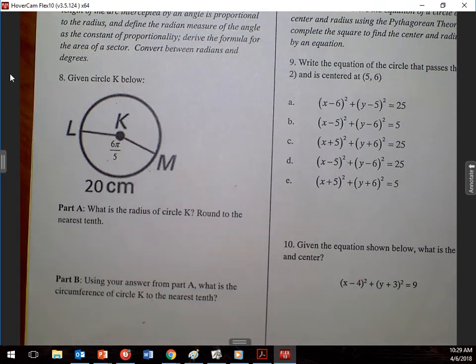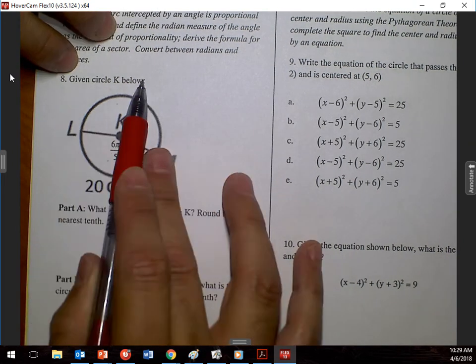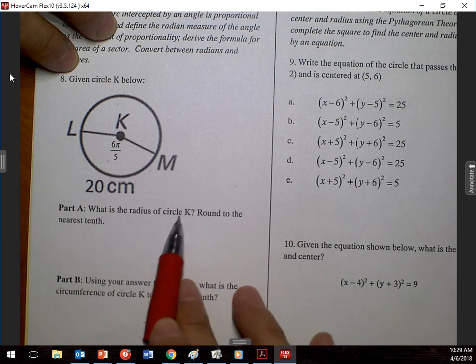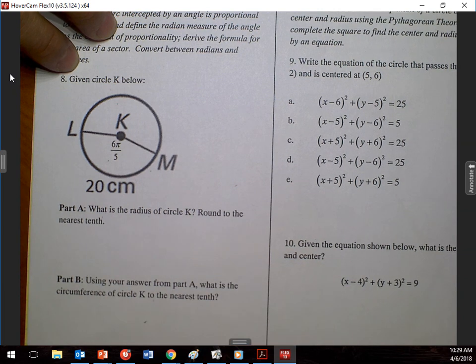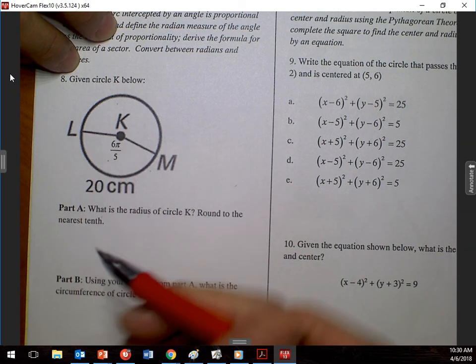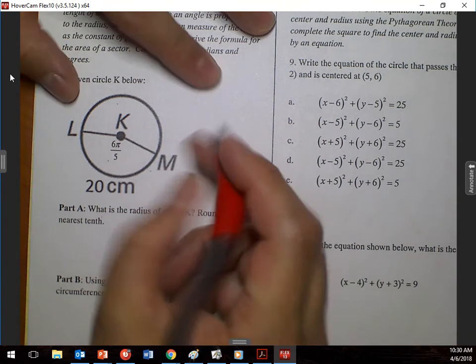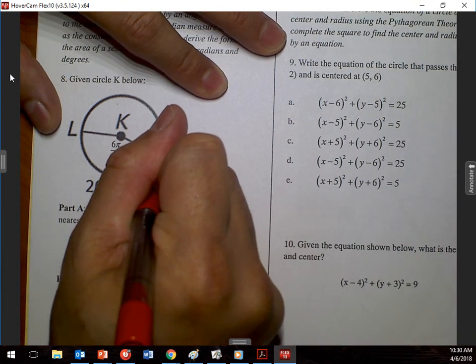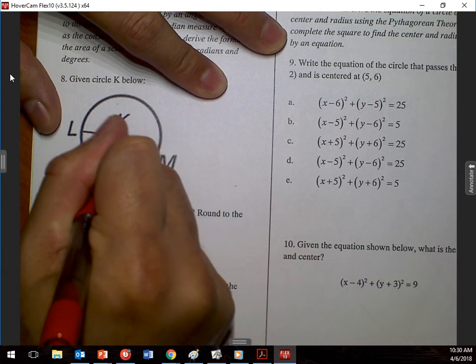Circle K. Now this is task 4. Given Circle K below, what is the radius of Circle K, rounded to the nearest tenth? Okay, this is the piece. This is your 20.